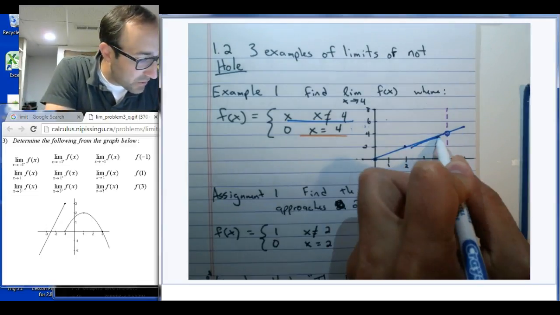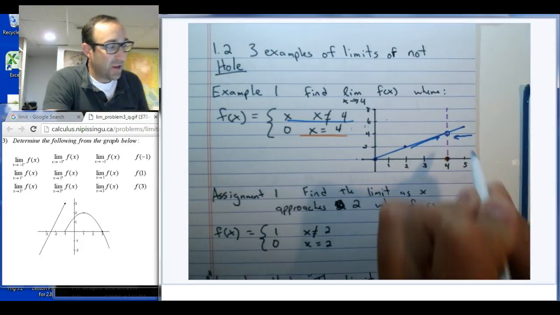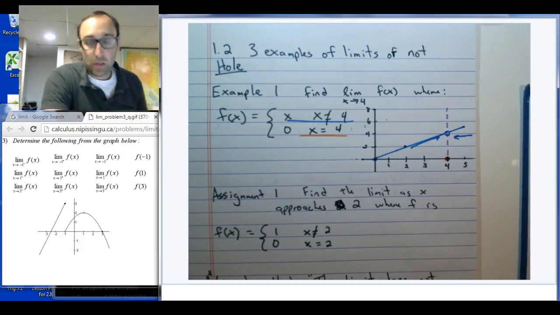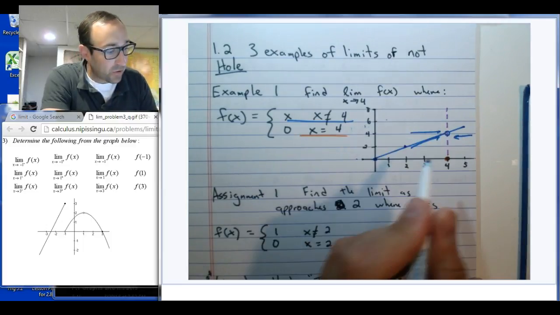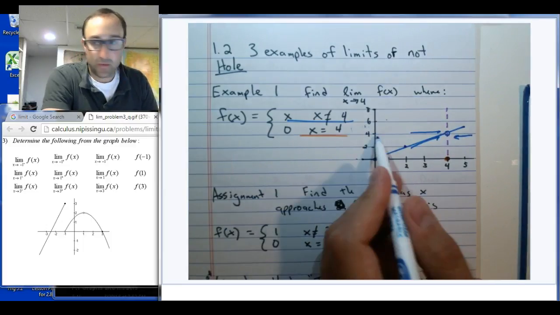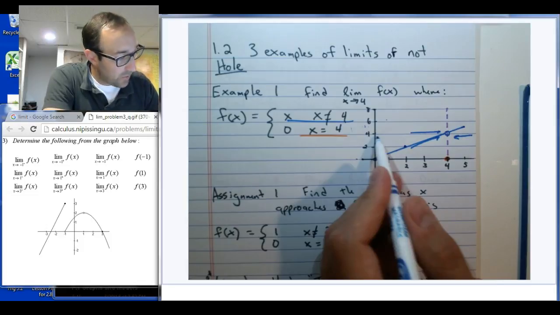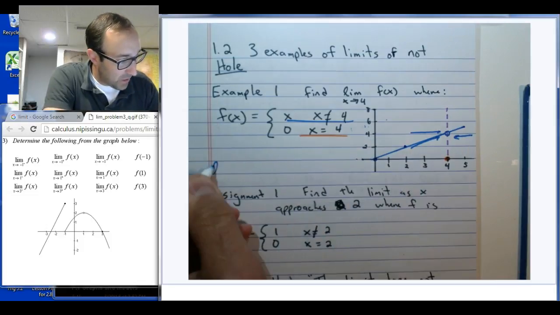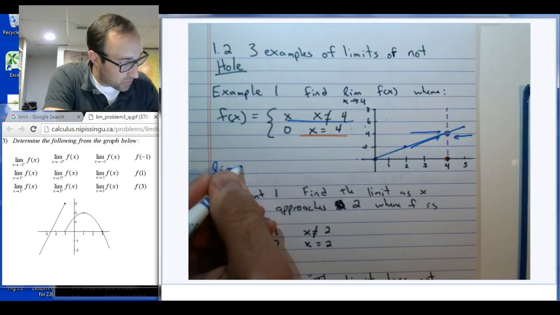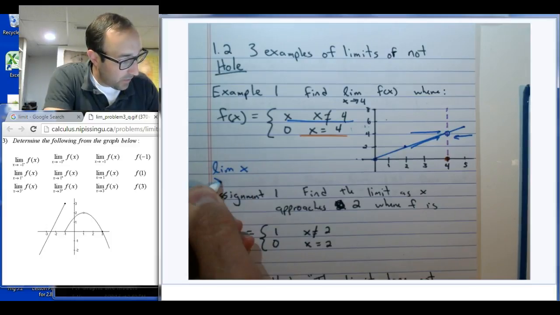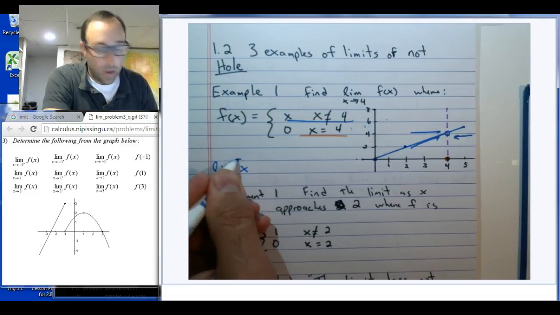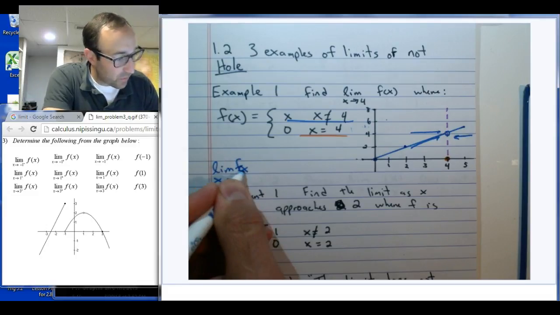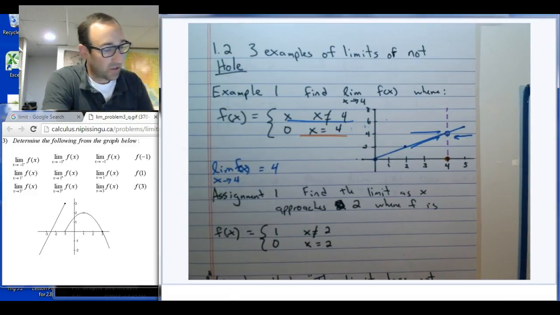So what we have here now is that I go from the left side as I'm approaching this way, and I'm going from the right side as I'm going this way. What number am I getting really, really close to? Well, I'm getting really, really close to 4 when x equals 4, right? So the limit as x approaches 4 of f of x is going to equal 4.